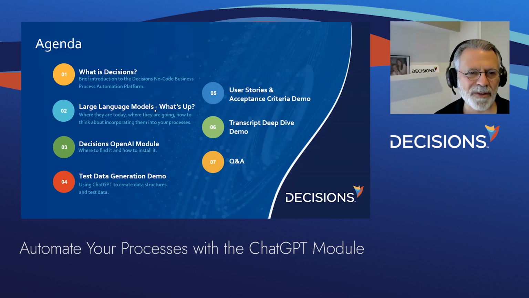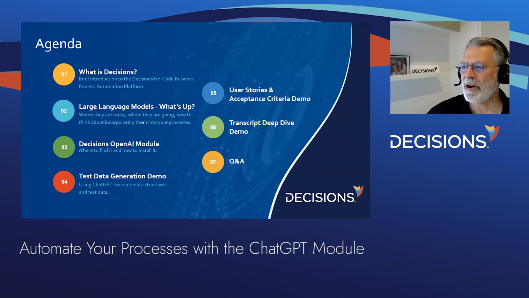I've subscribed to the $20 a month version with ChatGPT, and really in my 40-year work history, this is truly one of these transformational technologies. And Decisions, being a no-code software development platform, is actually ideally suited to automate processes that involve going back and forth with these large language models. And I think we've got 3 use cases that are interesting, and we'll show that very well.